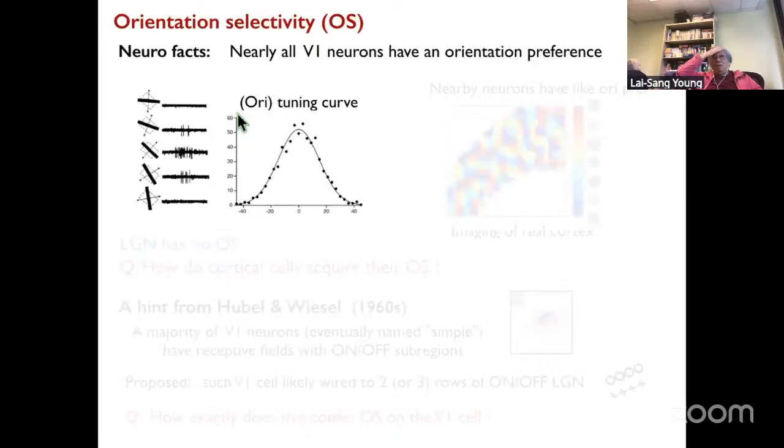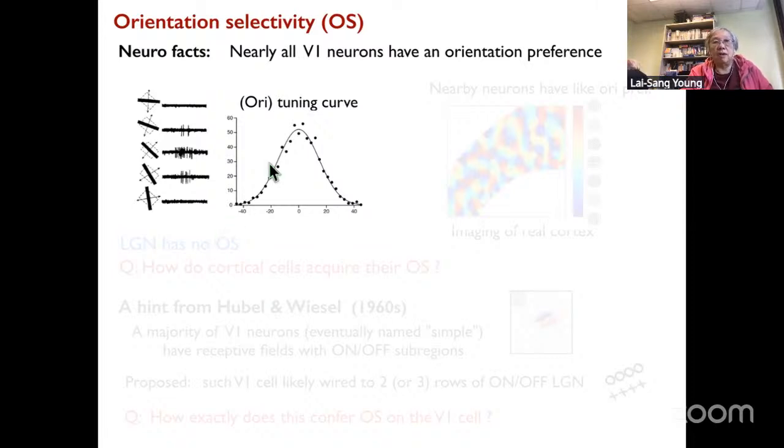Okay, so I'm getting to orientation selectivity. Here's a neural fact: nearly all V1 neurons have an orientation preference, by which I mean the following. You present some bars to the neuron, and depending on the angle, the orientation of the bar, the neuron may respond a lot. So this neuron really likes this angle. These two, it still kind of likes. These, it really doesn't like, and the rest it likes even less. Okay, that's what's meant by orientation preference.